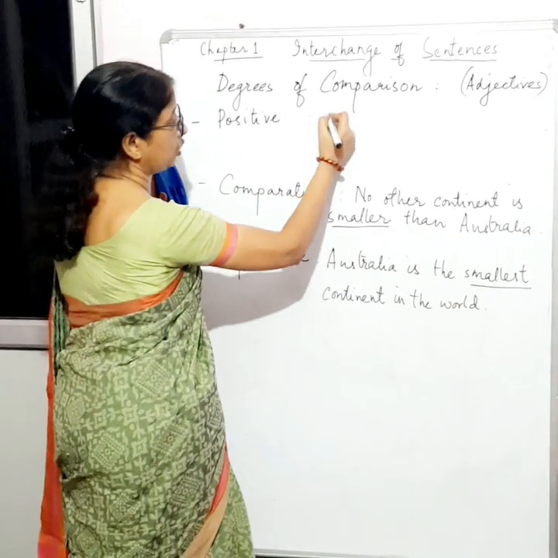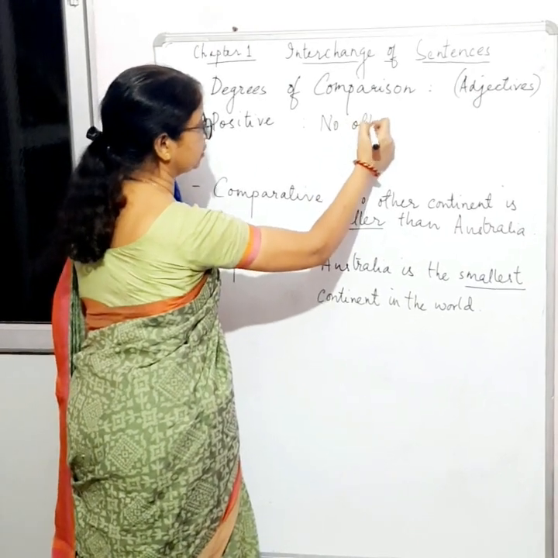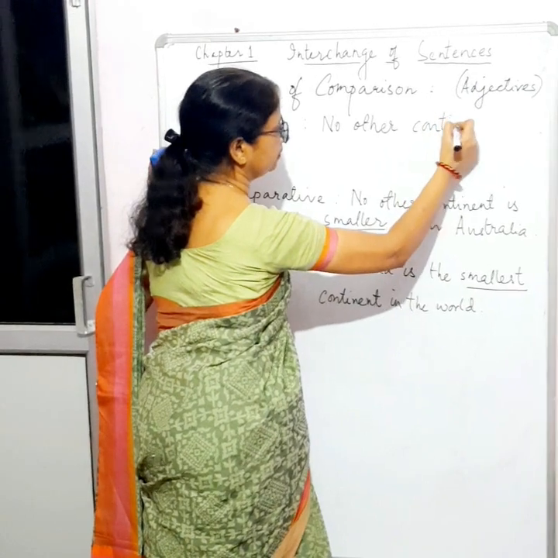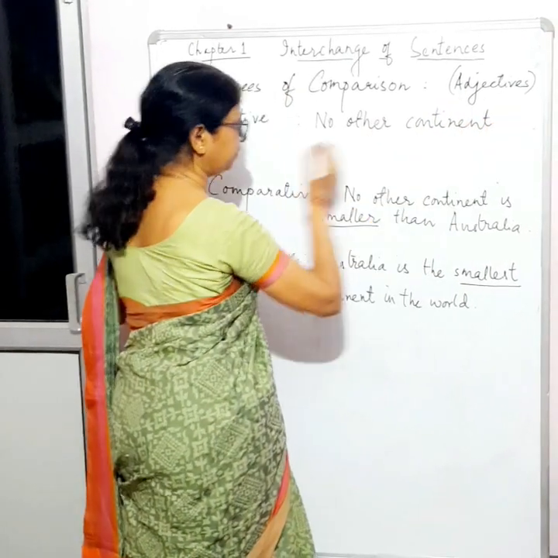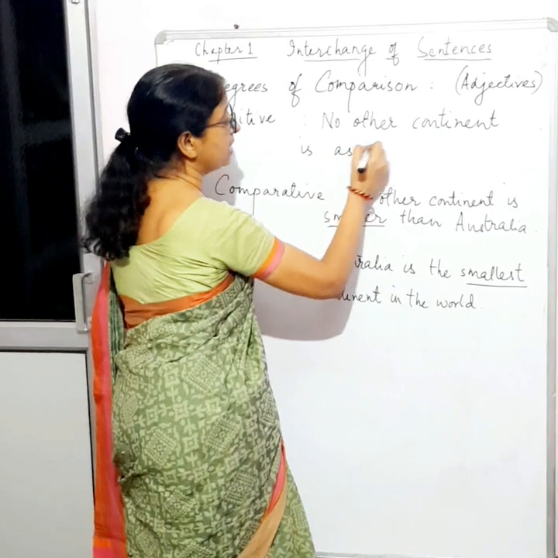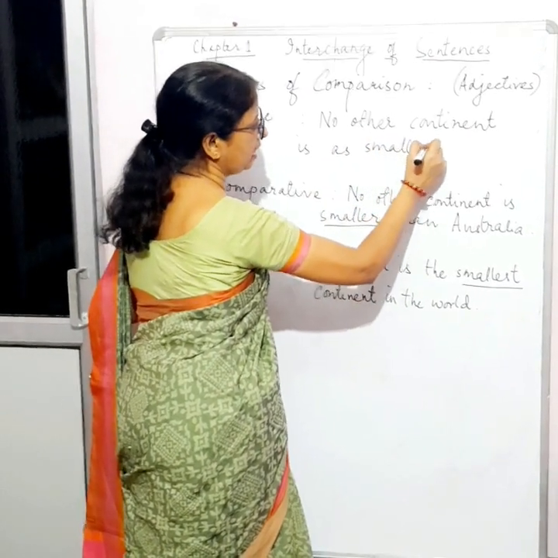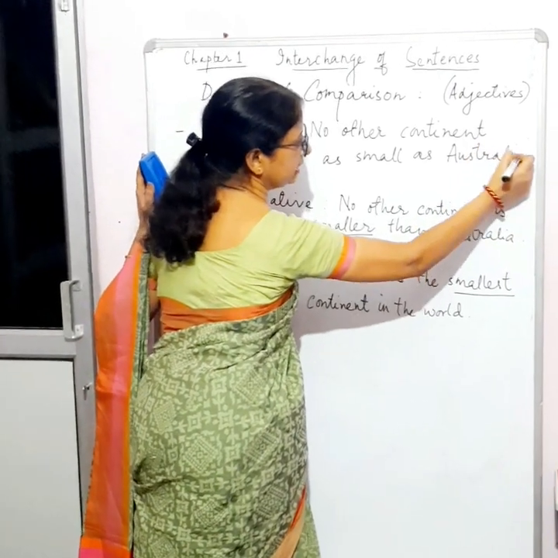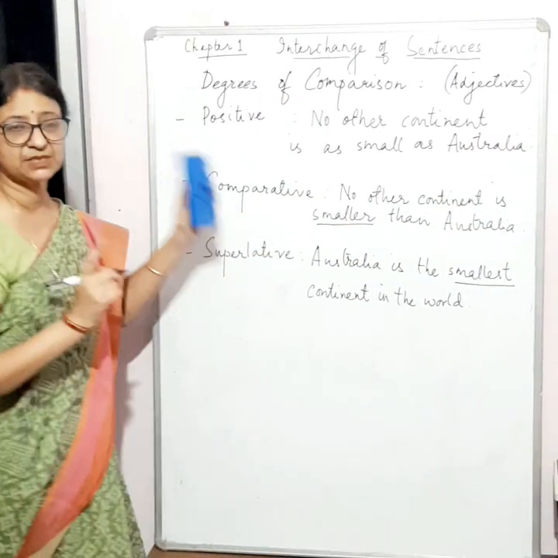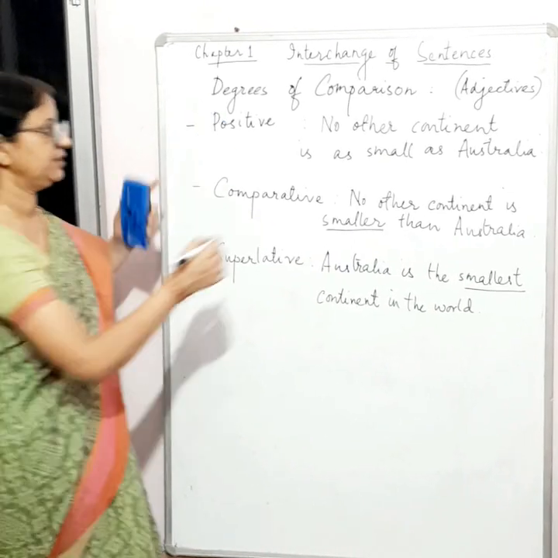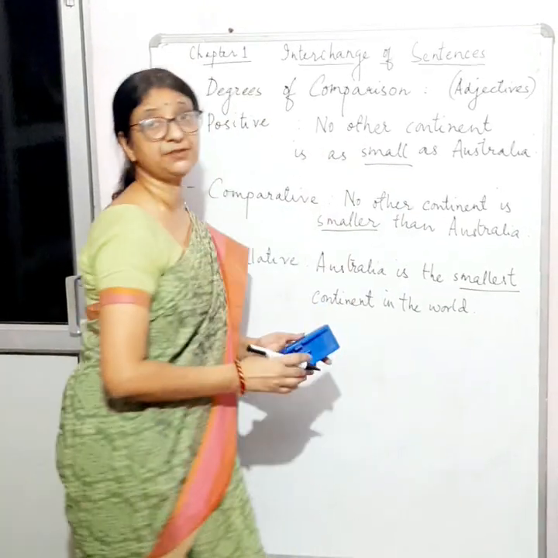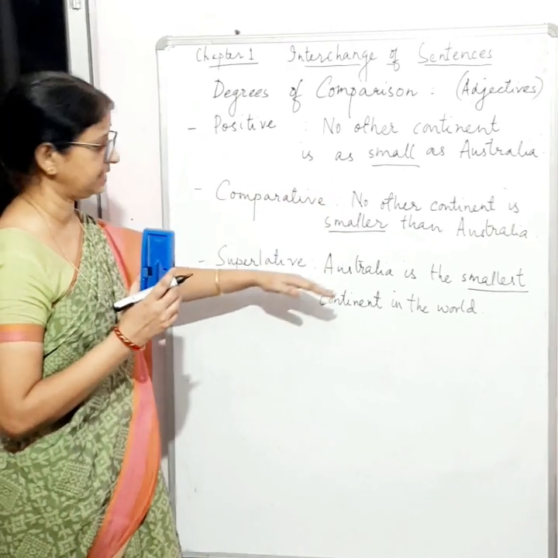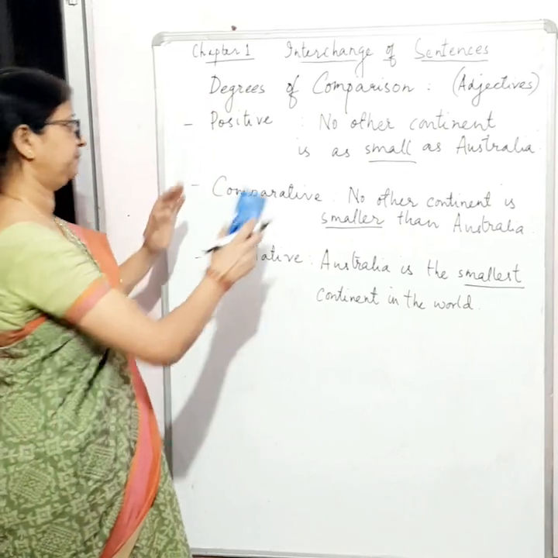Positive degree. No other continent in the world is as small as Australia. So you find that we have made use of positive degree. So the meaning remains the same and we have interchanged one to the other.